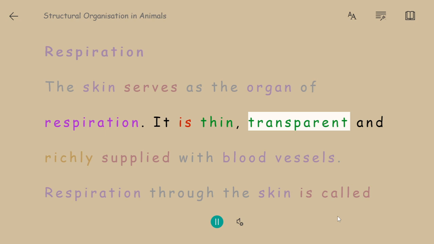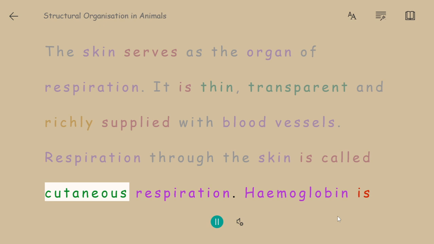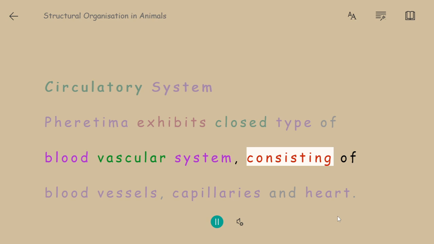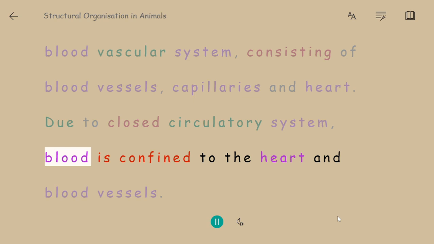Respiration through the skin is called cutaneous respiration. Hemoglobin is found dissolved in the blood plasma. Circulatory system. Earthworm exhibits closed type of blood vascular system, consisting of blood vessels, capillaries, and heart. Due to closed circulatory system, blood is confined to the heart and blood vessels.